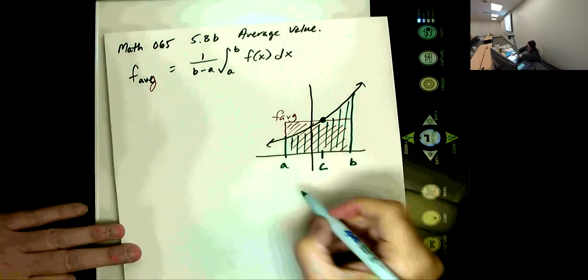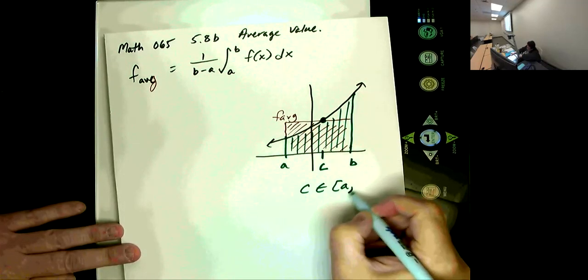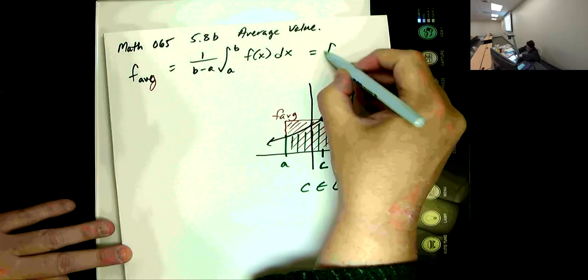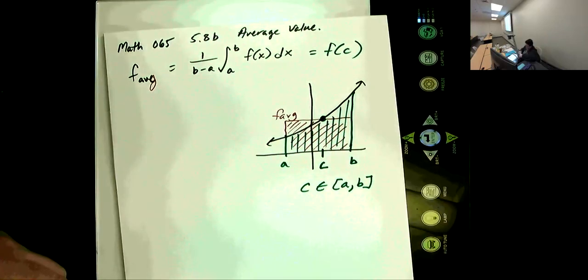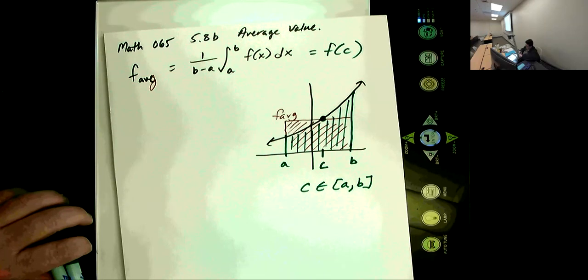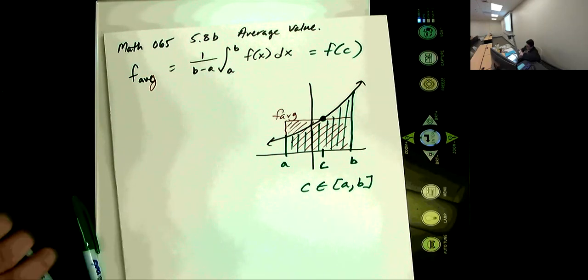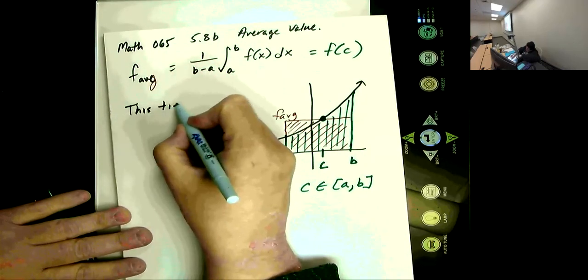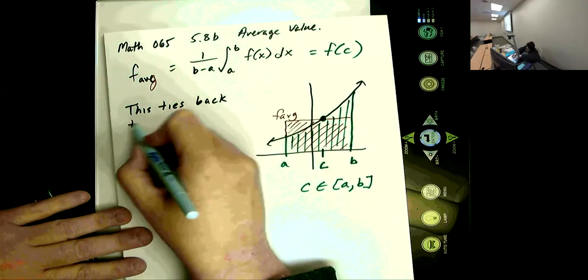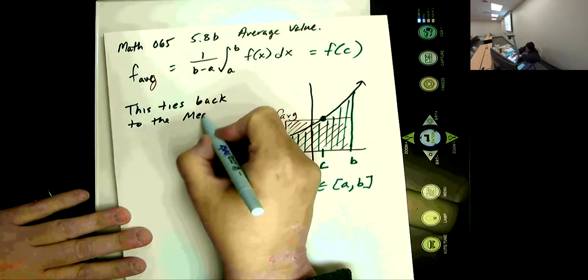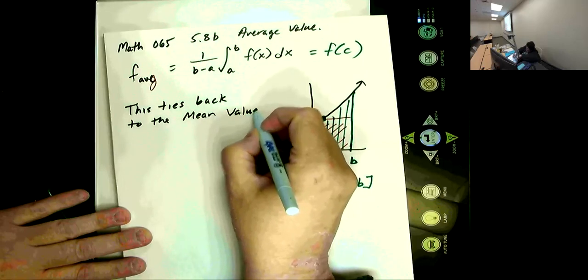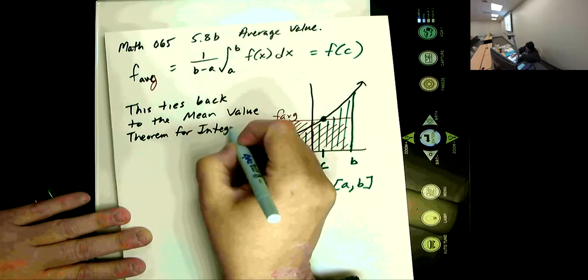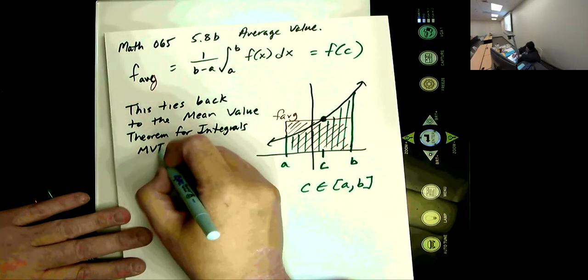So C is in (a, b). So f average is f of C. If I call it f of C, this time we can tie this back. This ties back to the mean value theorem for integrals. The MVT for integrals.